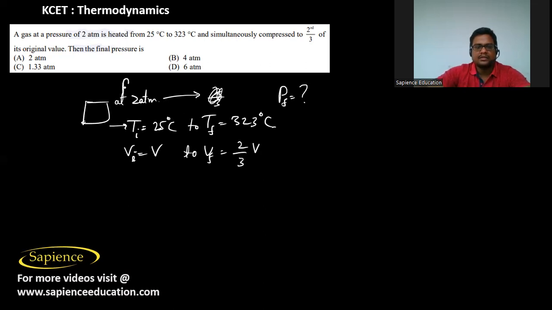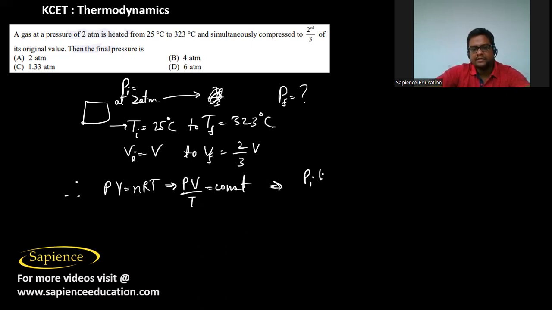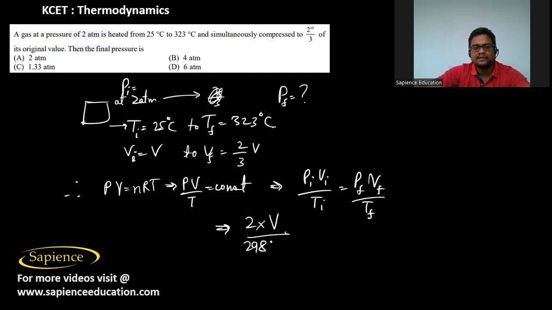So the final pressure has been asked, and P initial is 2 atmosphere. So now, we can say that PV equals nRT. So PV by T will be equal to constant, since here the number of moles of the gas is kept constant. Therefore P initial V initial by T initial will be equal to P final V final by T final. Now P initial is 2 atmosphere times V initial, that is V, by T initial, which is 298 Kelvin. That is equal to P final, we have to find out, and V final, that is 2 by 3 V, divided by T final, that is 323 plus 273 Kelvin, which is 596 Kelvin.